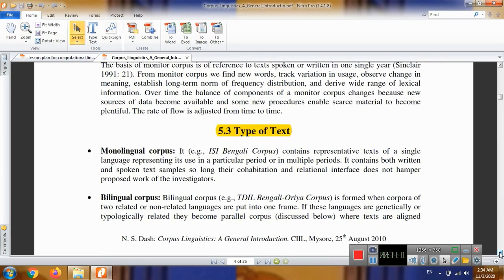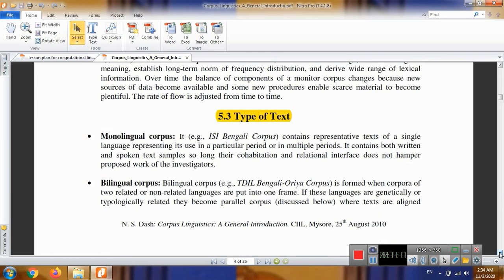And here we want to read about type of text. We classify type of text according to the languages which are involved in the corpus. For example, for monolingual we have just one language, for bilingual corpus we have two languages, and for multilingual we have more than two languages.